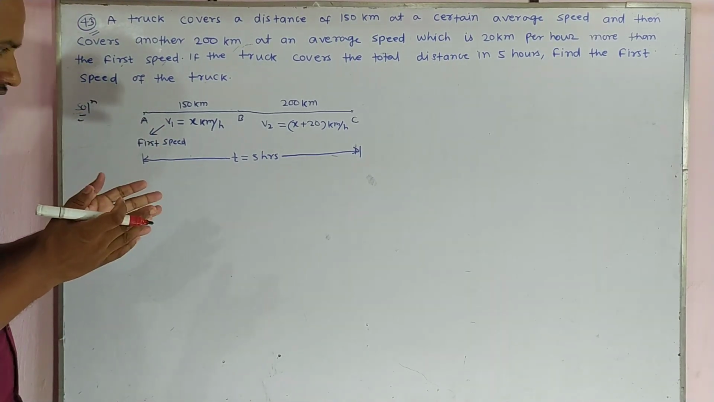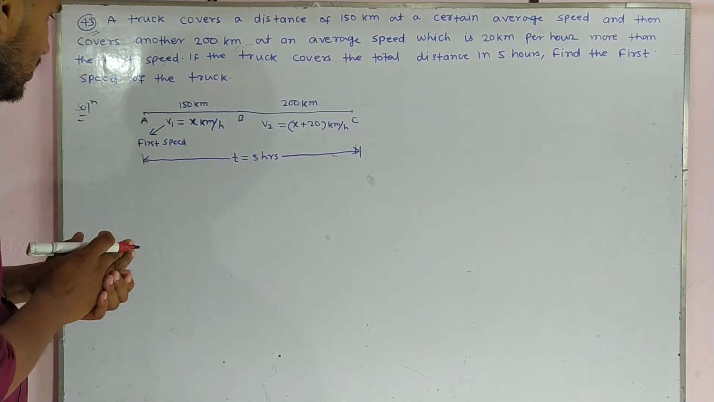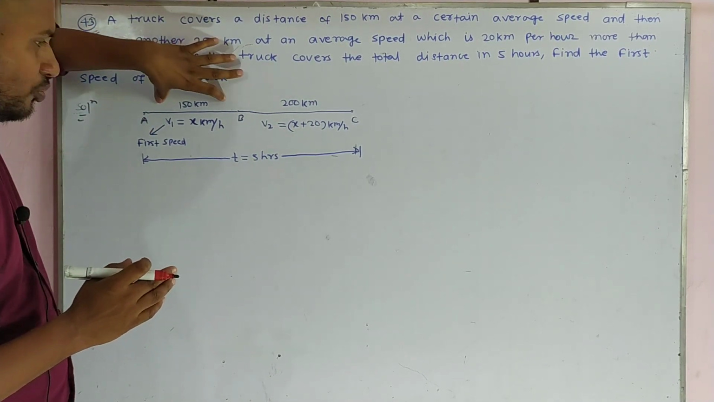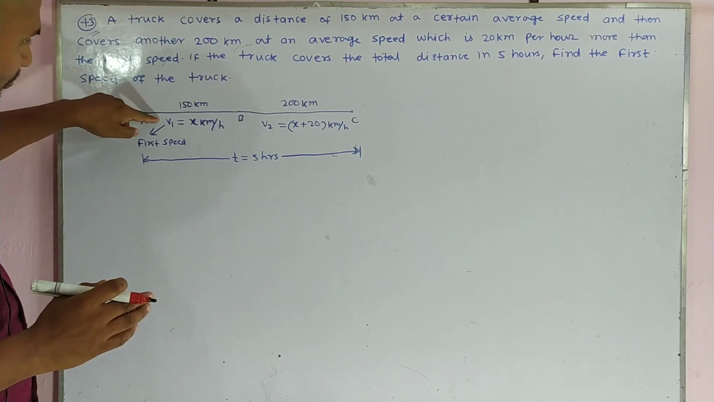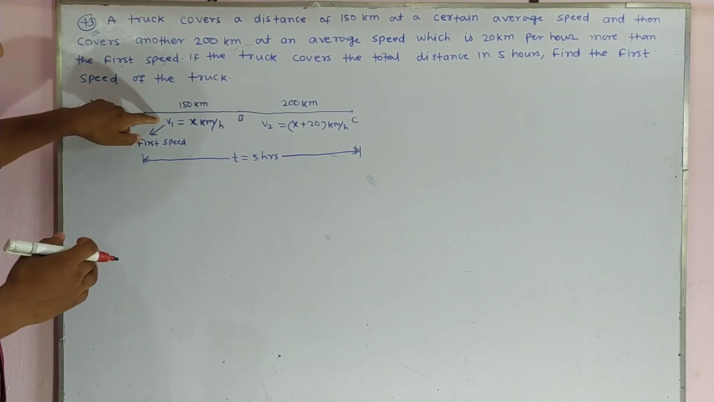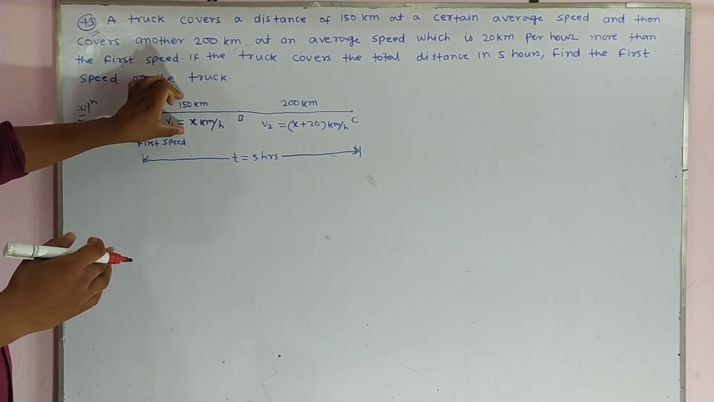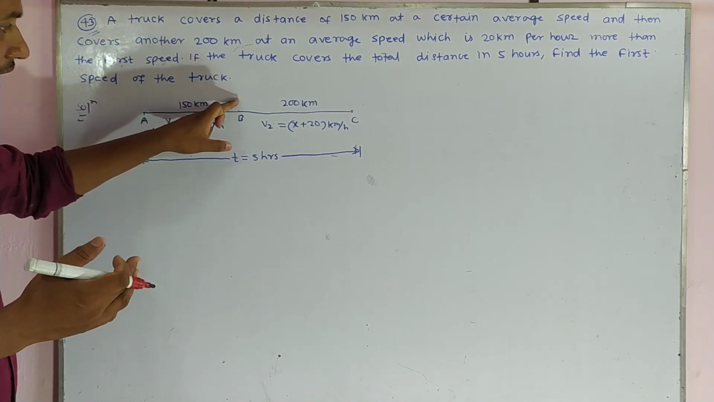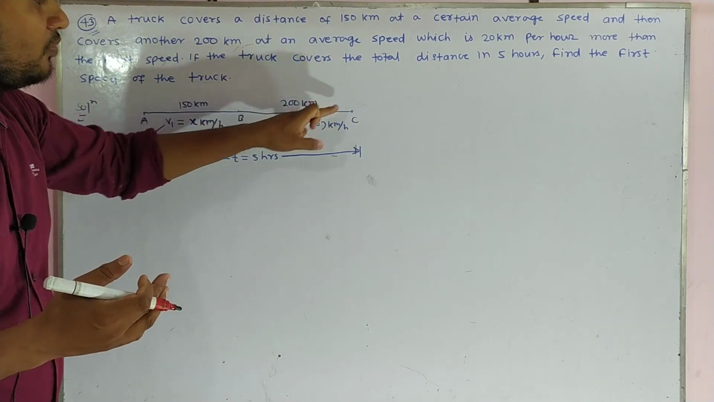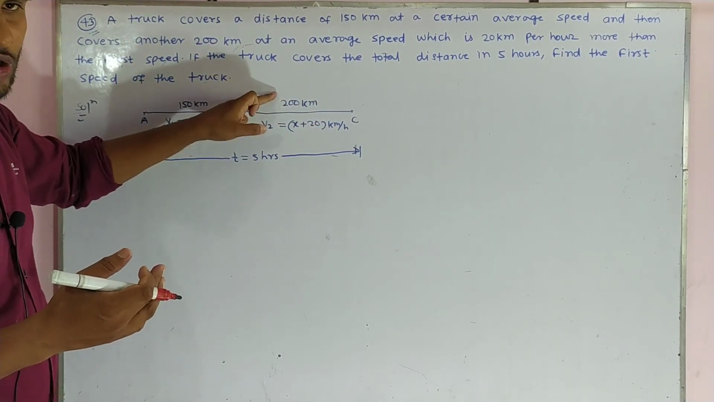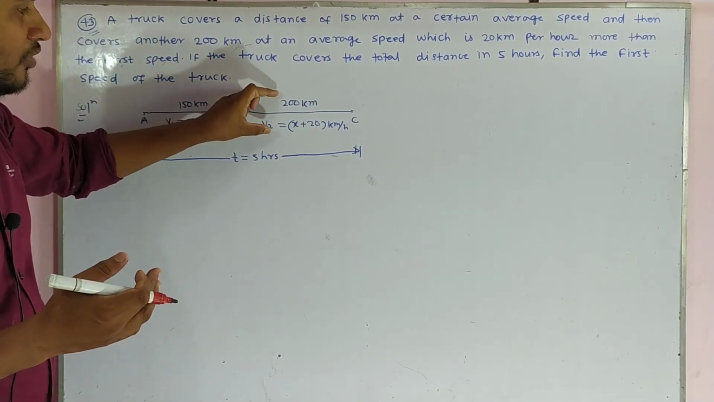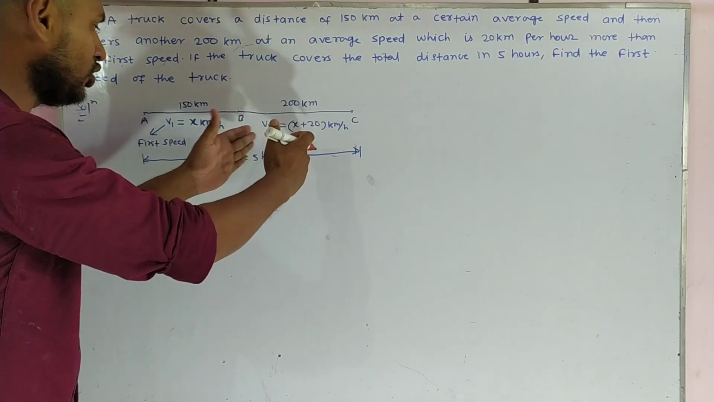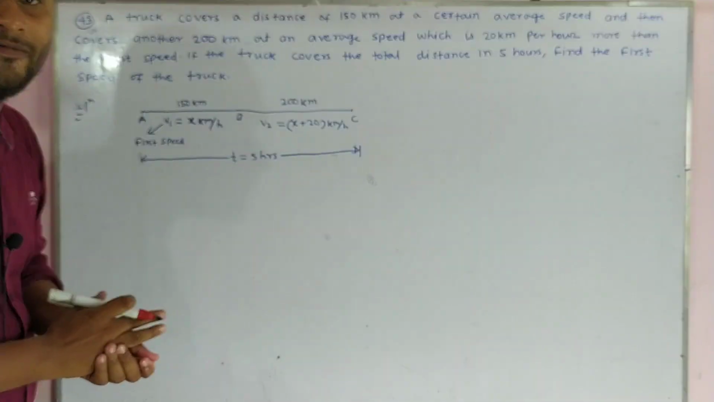The plan to solve this question is that the distance from A to B is given and the speed is what we assumed. From here we can find the value of T1, the time taken by the truck from A to B, and the time taken from B to C, because the speed and the distance are also given, so we can find the value of T2 also. Adding T1 plus T2, we get the value of T, that is equal to 5 hours.